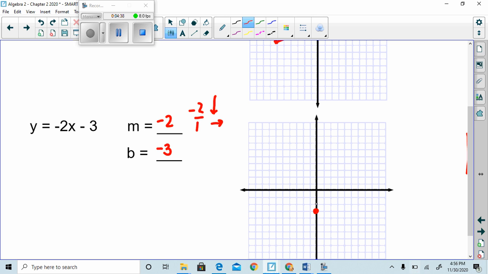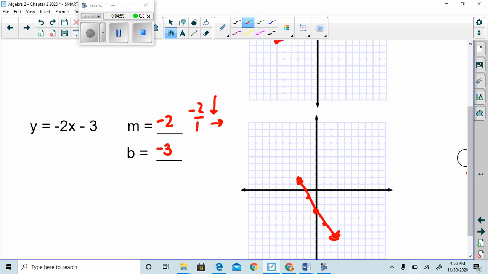Because my slope is negative, it's telling me to go down 2 and over 1. I could do it in the opposite direction as well if I wanted to, just to get another point. But we only need 2 points. Let's put an arrow at both ends. And that's what we'll be encountering in our next quiz.